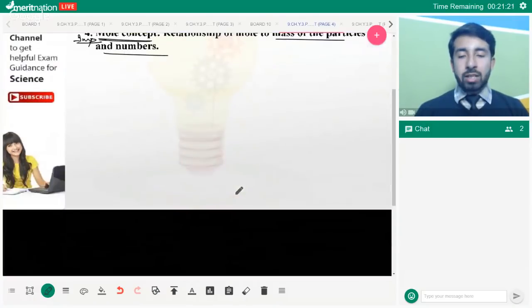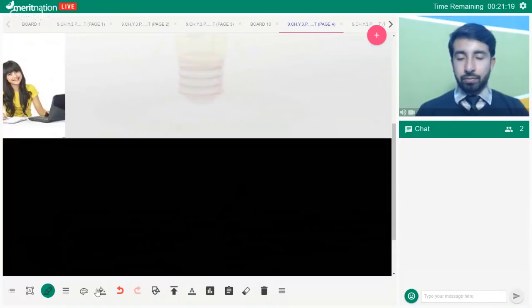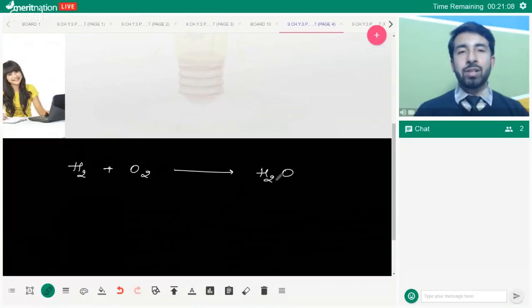Conservation of mass. Okay, let me explain it to you once again. Conservation of mass says that we all know that hydrogen and oxygen combine with each other to form water. First of all, the reaction is not balanced. Let's quickly balance it. The balanced reaction would be this.